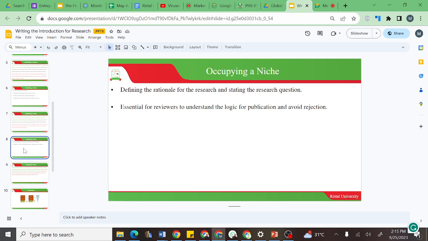Remember, we said that your introduction can be written following one, establishing the territory, two, establishing the niche, three, occupying the niche. Occupying the niche is where you categorically state why your research is very important in solving the problem.